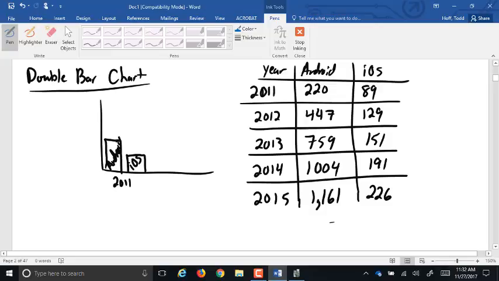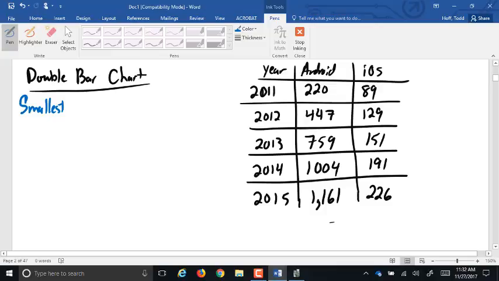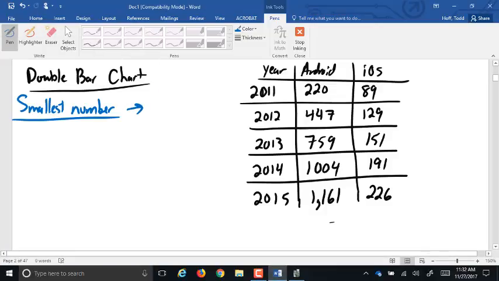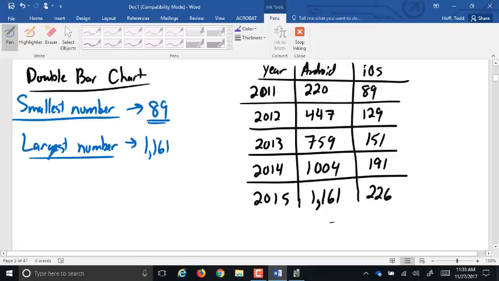Now, 2 things we have to consider when we make a bar graph. The first one is always the smallest number. So out of this whole table, what is the smallest number we have to represent? Careful, 89, there we go. What's the largest number we have to represent? 1,161, okay?